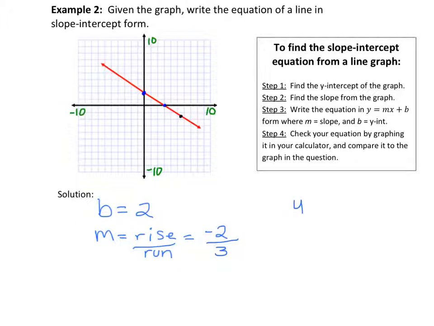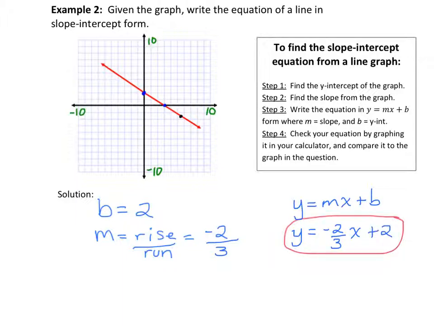So if we look at writing our equation now of this line in y equals mx plus b form, we sub the m value and the b value into the equation, and x and y stay as variables. So the m was -2/3, and then we put the x behind it, and then +2 for the y-intercept. Now you can check your equation by graphing it on your graphing calculator and seeing if it looks like the original graph in the question.